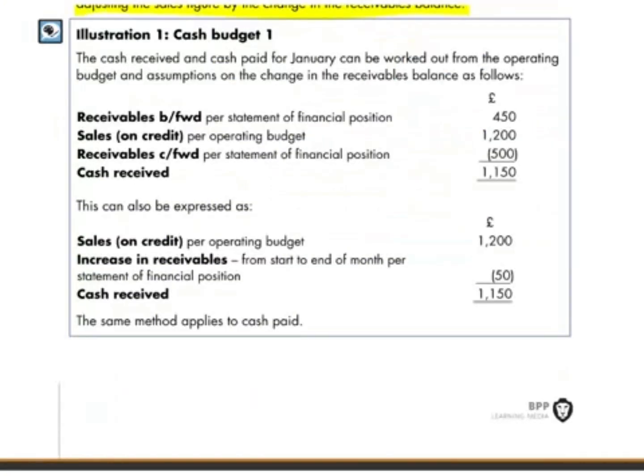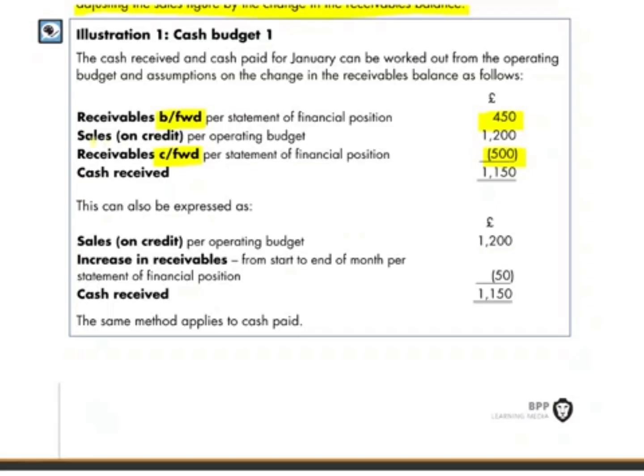Illustration 1 demonstrates how we can work out the cash effect of transactions using balances brought and carried forward on the statement of financial position alongside sales and purchases information given to us on the operating budget. So let's start with receivables. For a business, the receivables brought forward on the statement of financial position was £450. But at the end of the year, the balance that we've carried forward onto the statement of financial position is £500.